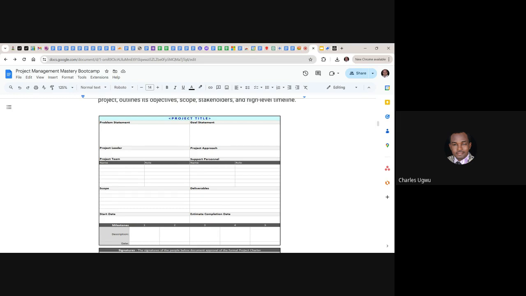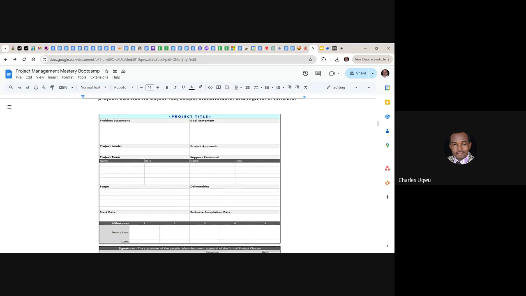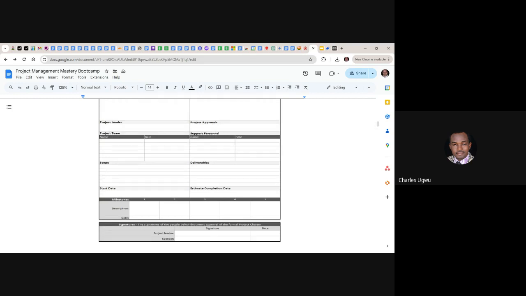And then the project team members. As of the time the project is starting, all the team members present must be captured, their names and their roles. And then you capture the project support personnel, like a project support officer, PMO, or project coordinators, and their roles. This is where you capture them. Then you have the scope. You need to identify the scope at this stage.